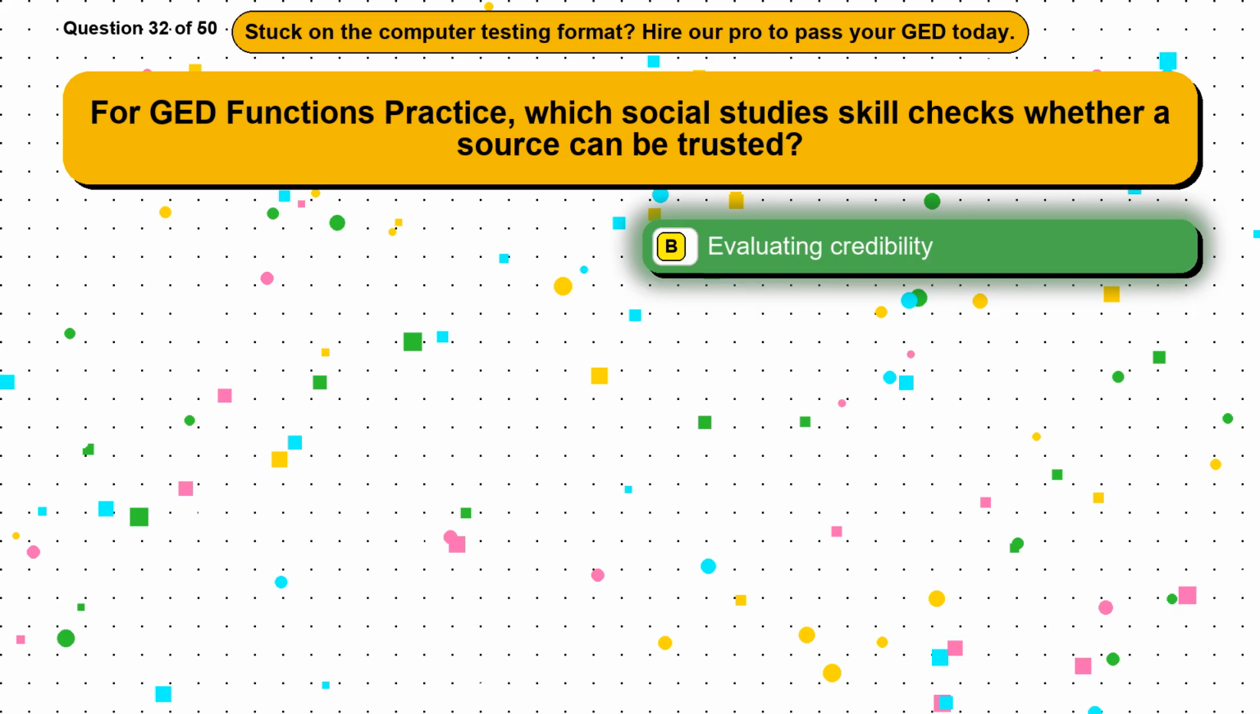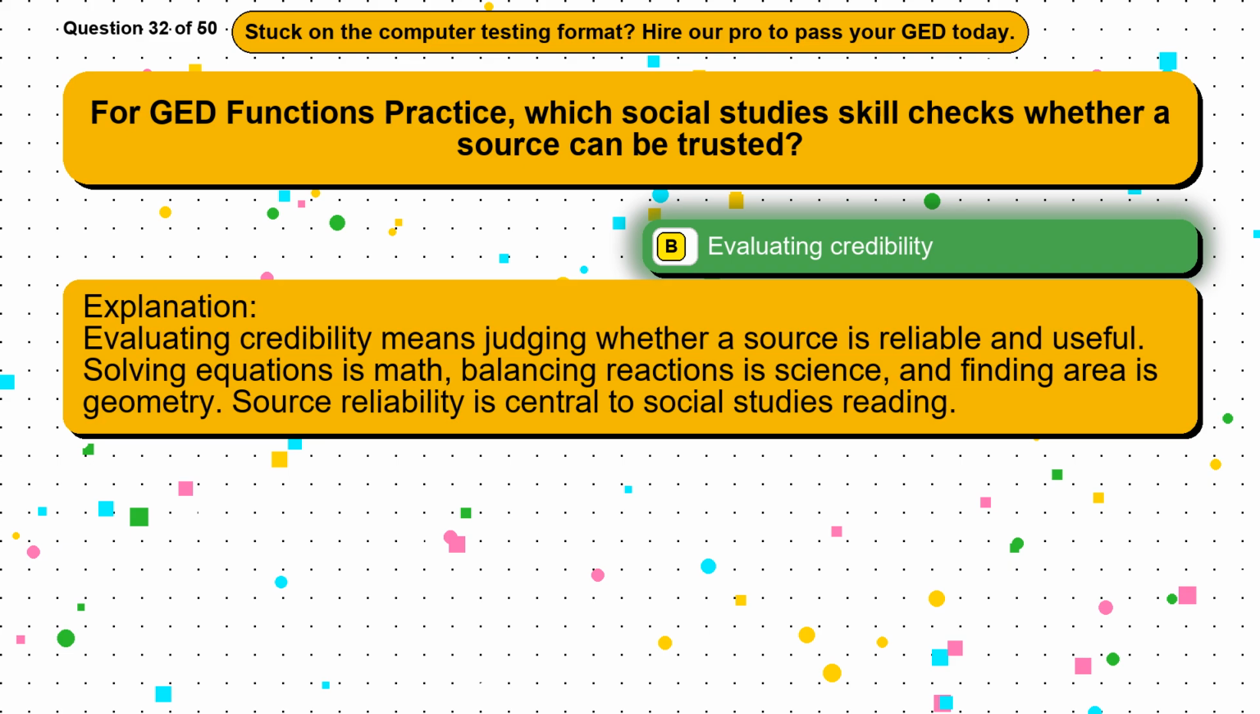Evaluating credibility. Evaluating credibility means judging whether a source is reliable and useful. Solving equations is math, balancing reactions is science, and finding area is geometry. Source reliability is central to social studies reading.